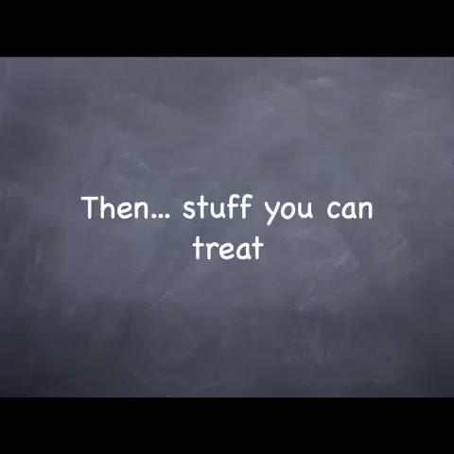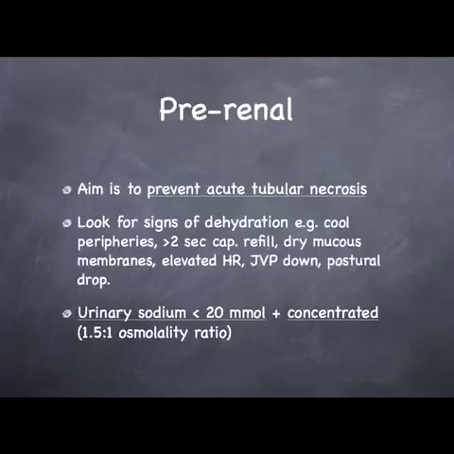Then, in terms of treatment, we move on to the stuff that we can deal with. So, as we said, pre-renal causes are the most important ones, and the aim in treating pre-renal causes is to prevent the development of acute tubular necrosis. So when you're assessing pre-renal causes, you want to look for any signs of dehydration that may suggest this.